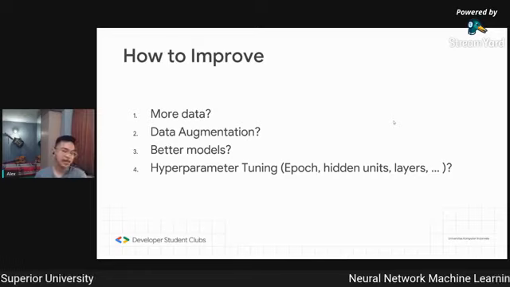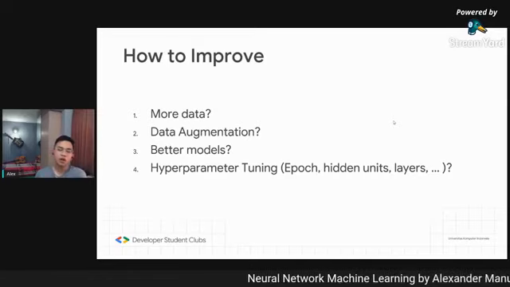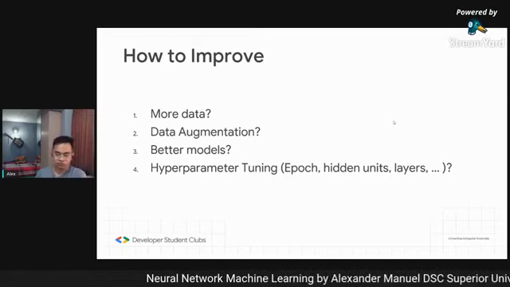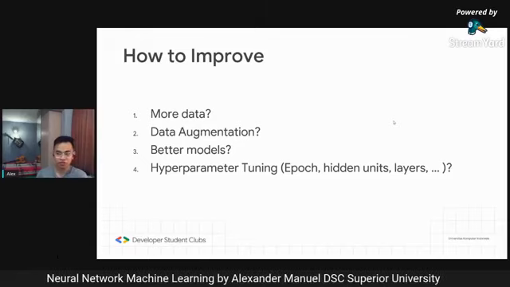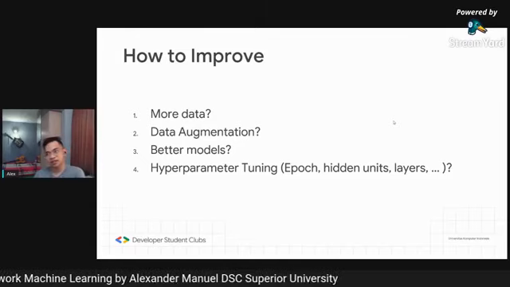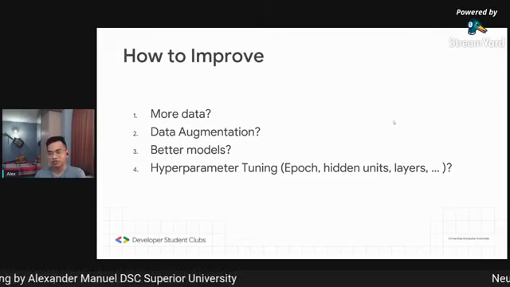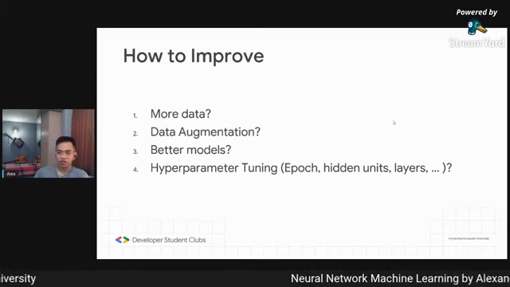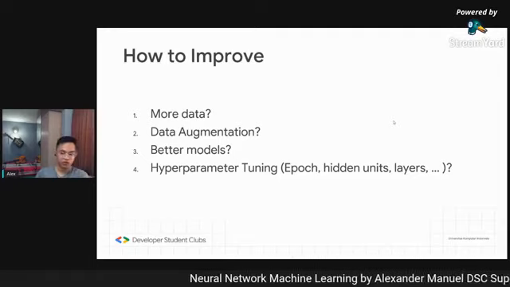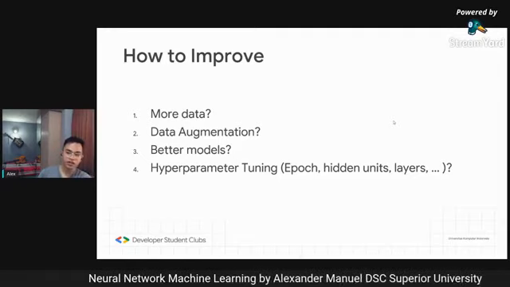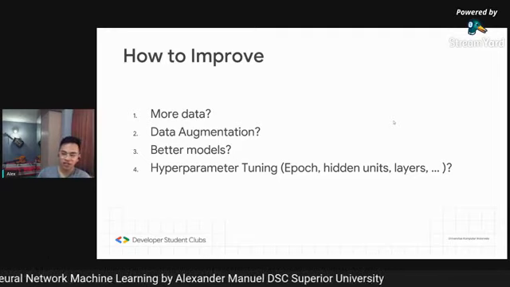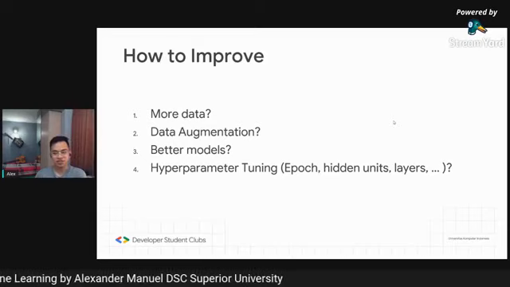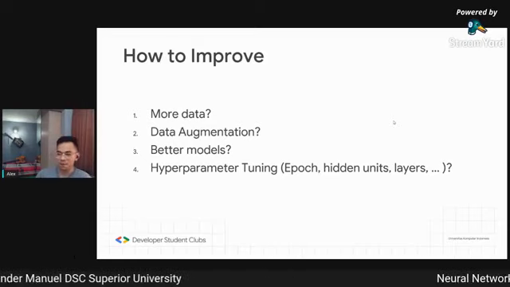So you can do some data augmentation where you rotate or flip and stuff. But is that the answer? Or maybe better models or hyperparameter tuning. Hyperparameters are things like epoch, hidden units, layers, resolution. So should we have more epochs? Should we have more hidden units or layers? That's a question that you should answer.